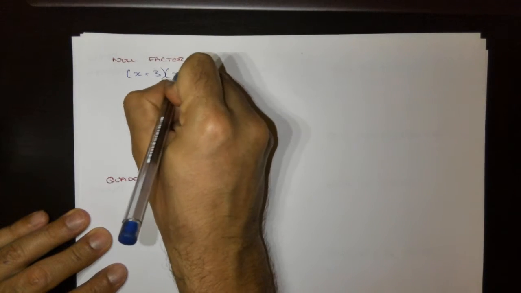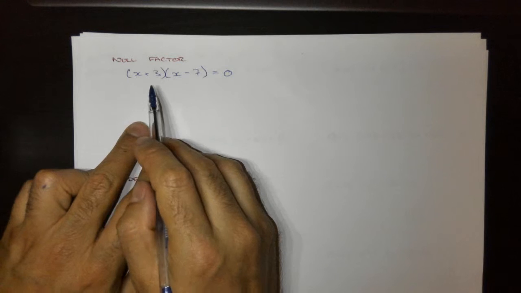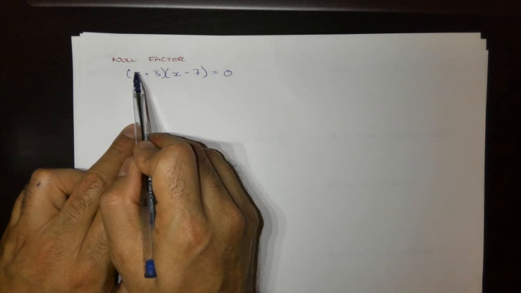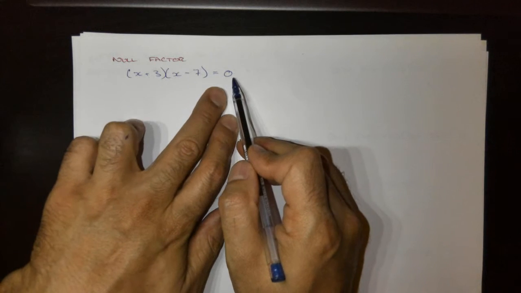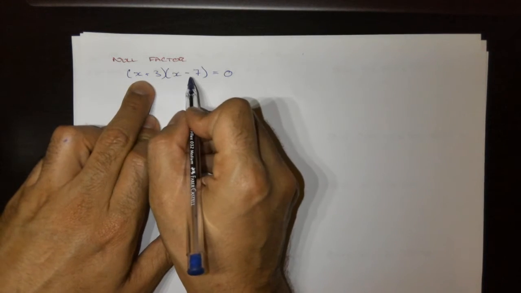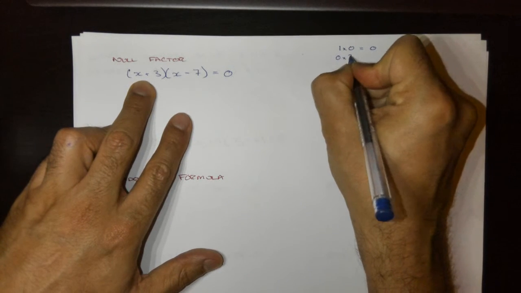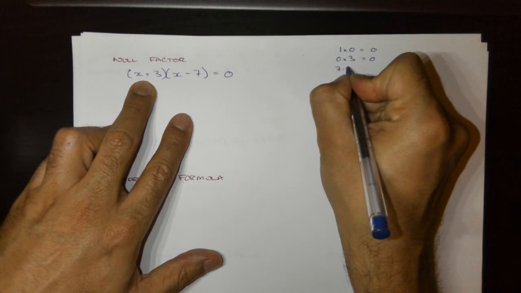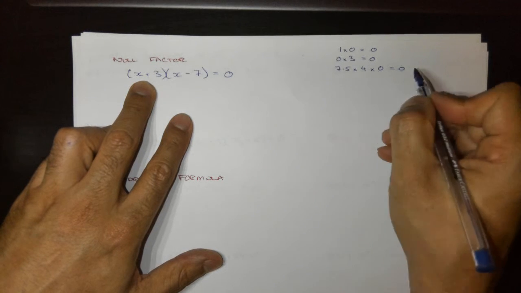If I give you something like this, what it's saying is a number, which is x plus 3, multiplied by another number, which is at the moment x minus 7, has to equal 0. So we know in order for this to be true, one of these numbers has to be 0, because anything times 0 is 0. Anything times by 0 equals 0.